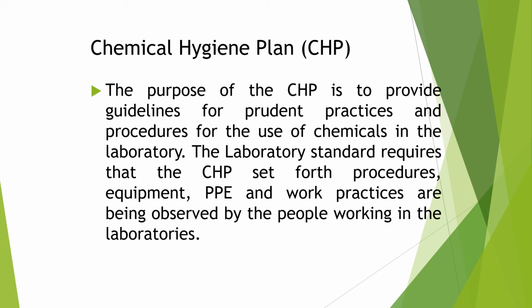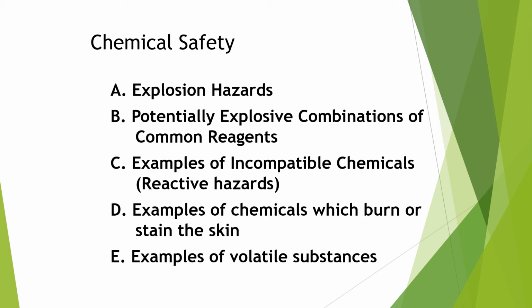What do you mean by chemical hygiene plan? The purpose of the chemical hygiene plan is to provide guidelines for prudent practices and procedures for the use of chemicals in the laboratory. The laboratory standard requires that the CHP set forth procedures, equipment, PPE, and work practices that are being observed by the people working in the laboratory. In terms of chemical safety, of course, we check on the explosion hazards, the potentially explosive combinations of common reagents, examples of incompatible chemicals, the reactive hazards, examples of chemicals which burn or stain the skin, and then examples of volatile substances.